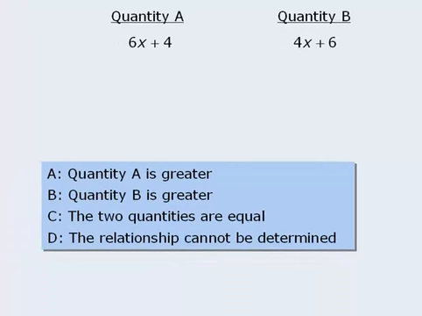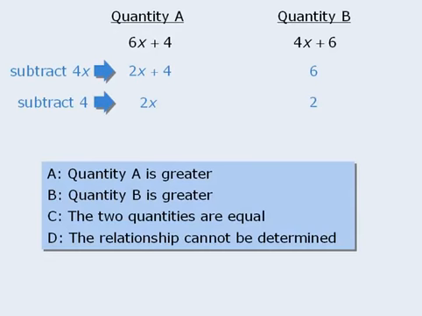So we might begin by subtracting 4x from both quantities to get this. Then we can subtract 4 from both quantities to get this. And finally divide both sides by 2 to get this. At this point, we're comparing x with 1. And since x can be less than 1, greater than 1, or equal to 1, it's clear that the answer here is D.